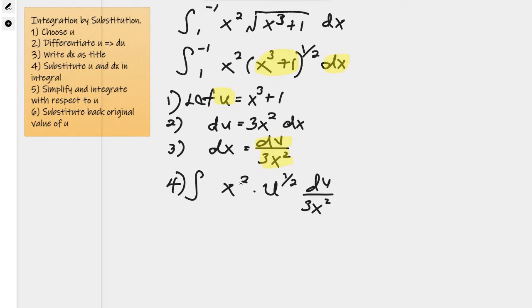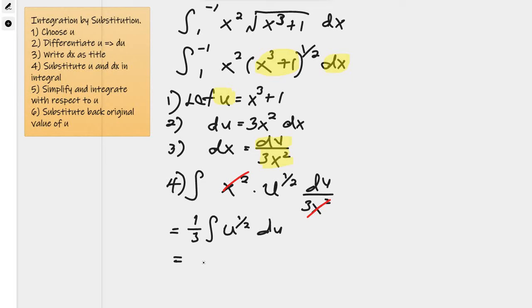So to simplify, you can see here I can cancel x squared and x squared. So I get 1 over 3. So I just bring 1 over 3 in front, and integrate u to the half du. So use the properties of power here. You need to add to the power: 1 over 2 plus 1. So you will get 3 over 2.